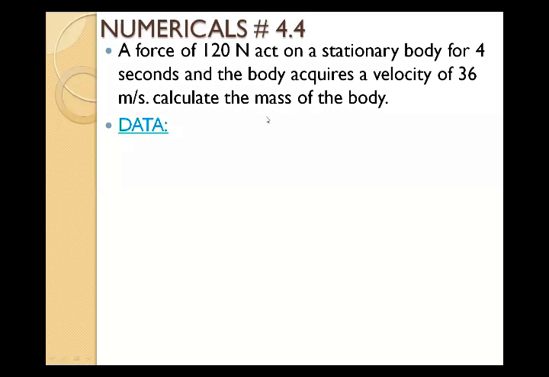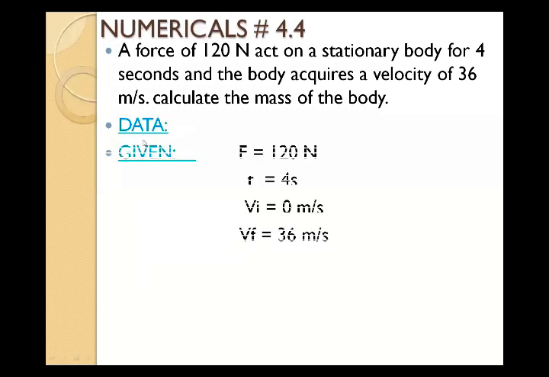So first we again make the data, and in the data we collect all the given values first. Under the heading of given, we will write that force is given, that is 120 Newton. And remember that in the question they have told you that a force of 120 Newton acts on a stationary body. So what does a stationary body mean? It means that initially the body is at rest. So by seeing these words, we can write that the initial velocity is equal to 0 meter per second.